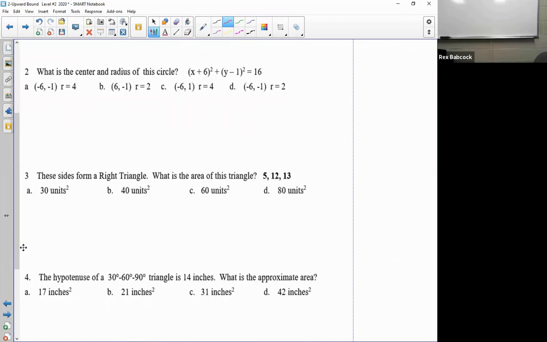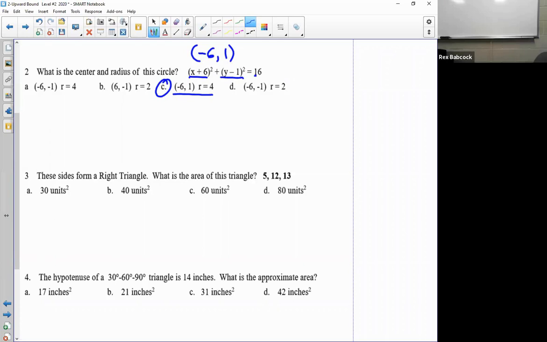Okay. Are they completed squares? Yes, they're completed squares. If not, we'd have to complete the squares. And you always change the sign, so the center's at negative 6 and positive 1. Radius is the square root of 16, which is 4. The answer is C. Now, if that wasn't a completed square, that makes it a lot harder problem. But right now, they're all being completed squares.